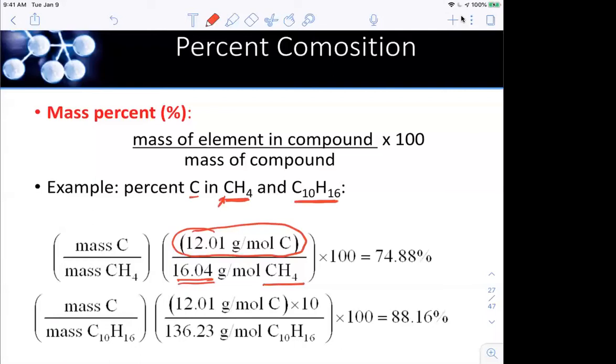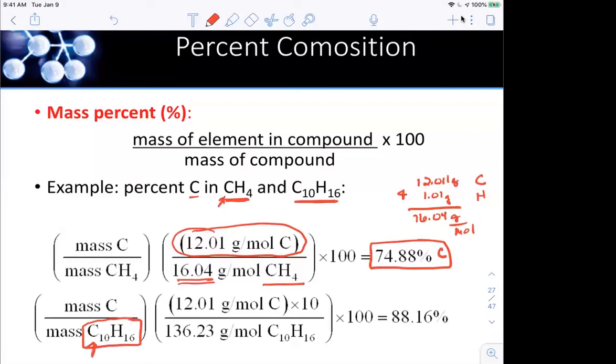So how did I get that? I have 1 carbon, which is 12.011 grams, and I have 4 times 1.01 grams. This is for my carbon, that's for my hydrogen. I add that together and I get 16.04 grams per mole. That's the molar mass of CH4. So that gives me 74.88% carbon in methane.